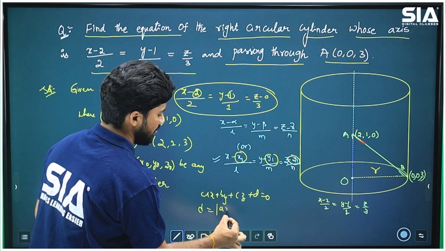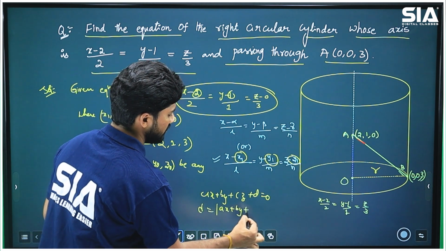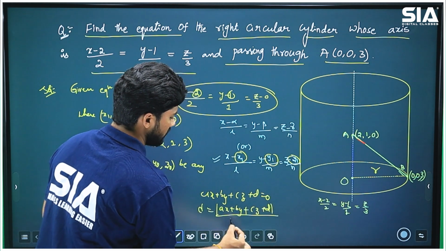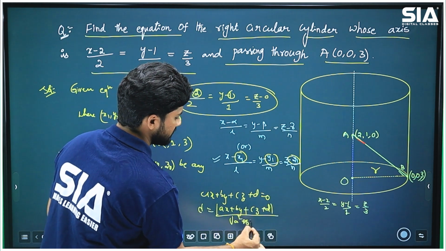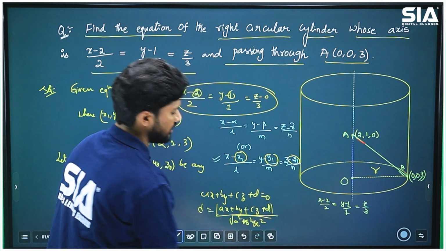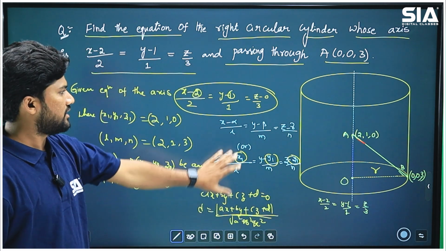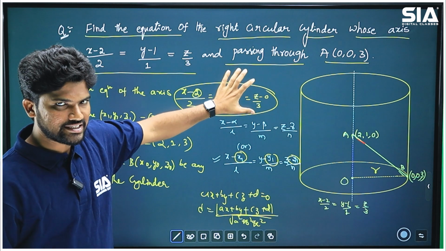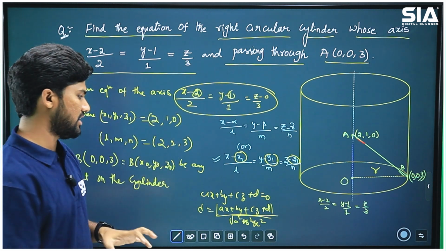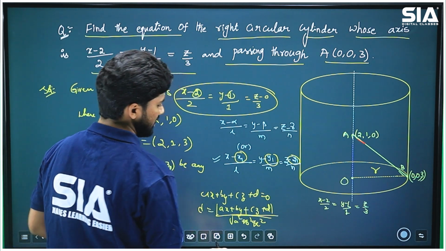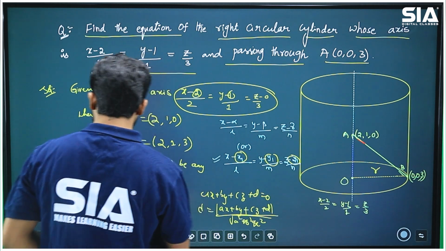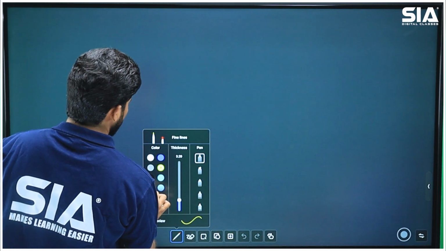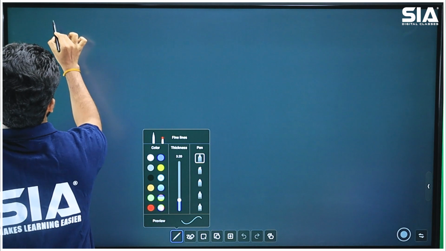d is equal to mod of Ax + By + Cz + D divided by the square root of A square plus B square plus C square. We can apply this formula, but the given equation is not in this format. So for these types of axis equations, we have one more formula to find the length of the perpendicular. That formula I am going to write now. Observe carefully.